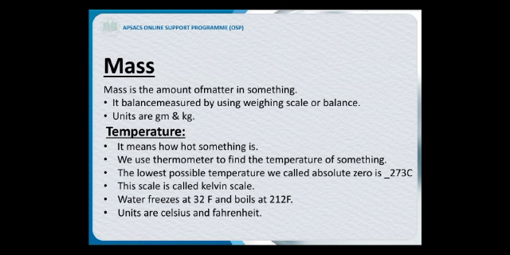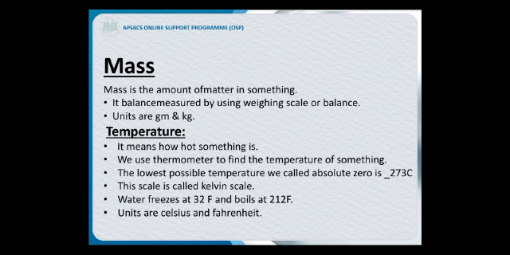Next is temperature. Temperature means how hot or cold something is. For that purpose, we use a thermometer to find the temperature of something. The lowest possible temperature, which we call absolute zero, is minus 273 degrees centigrade. And this scale is called the Kelvin scale.